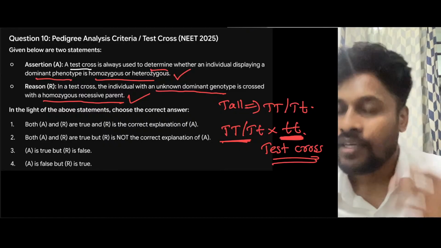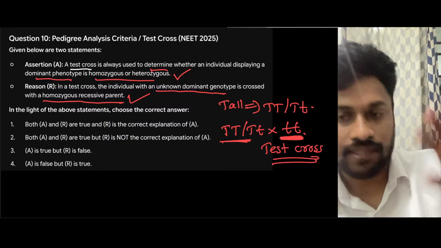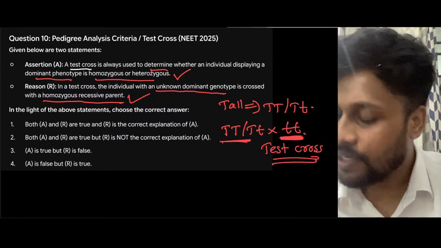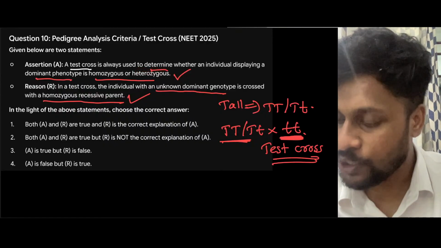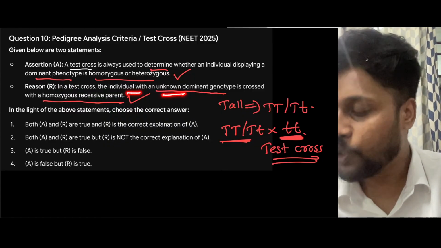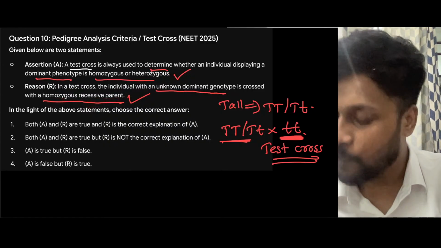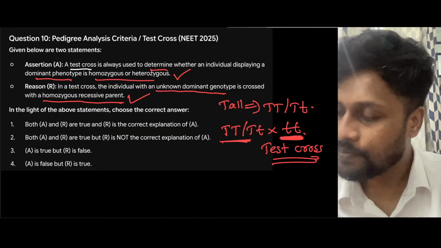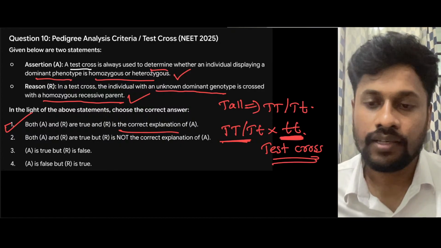Is it a correct reason? To understand the correct reason, first read the assertion, then try to say the reason. So I can say a test cross is used to determine whether an individual displaying dominant phenotype is homozygous or heterozygous because in a test cross, the individual with an unknown dominant genotype is crossed with a homozygous recessive. Both are correct. So what will be the answer here? Option A. Both are correct and the reason is the correct explanation. Right? Nice. I think we are done.